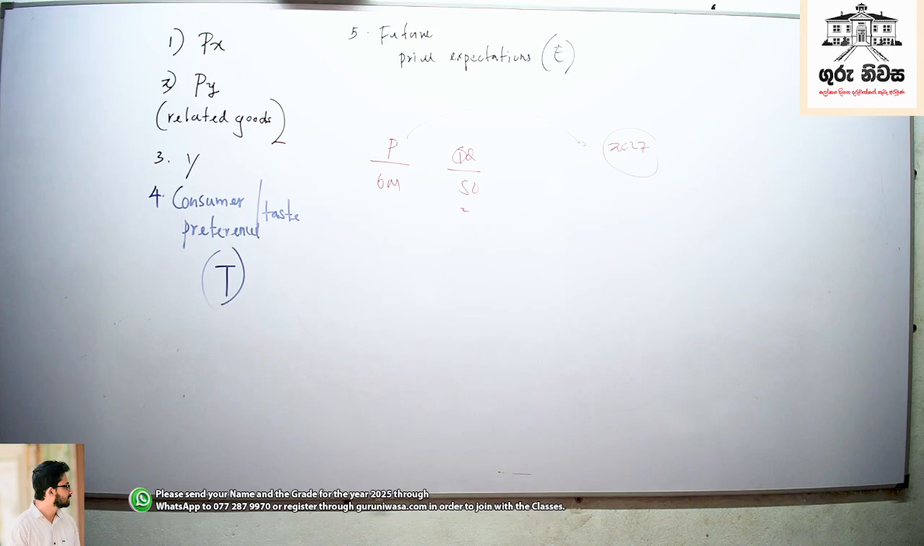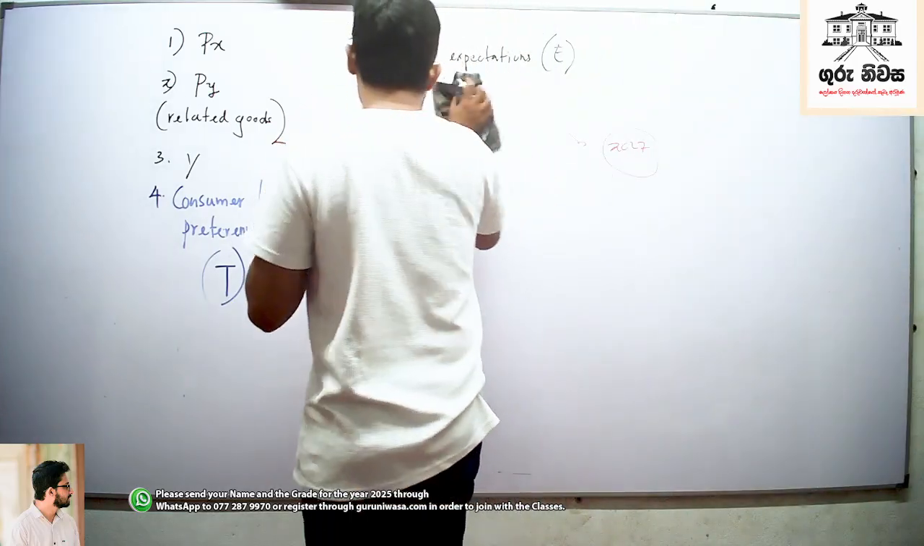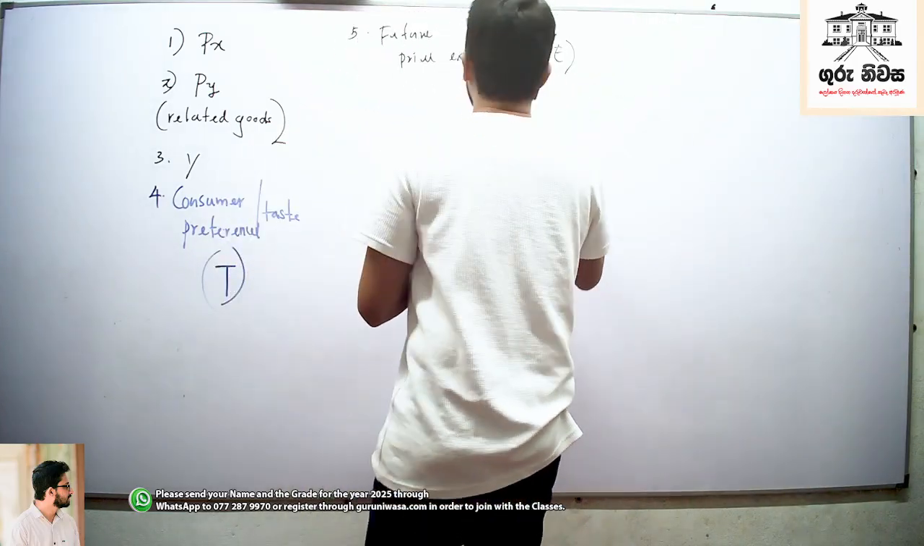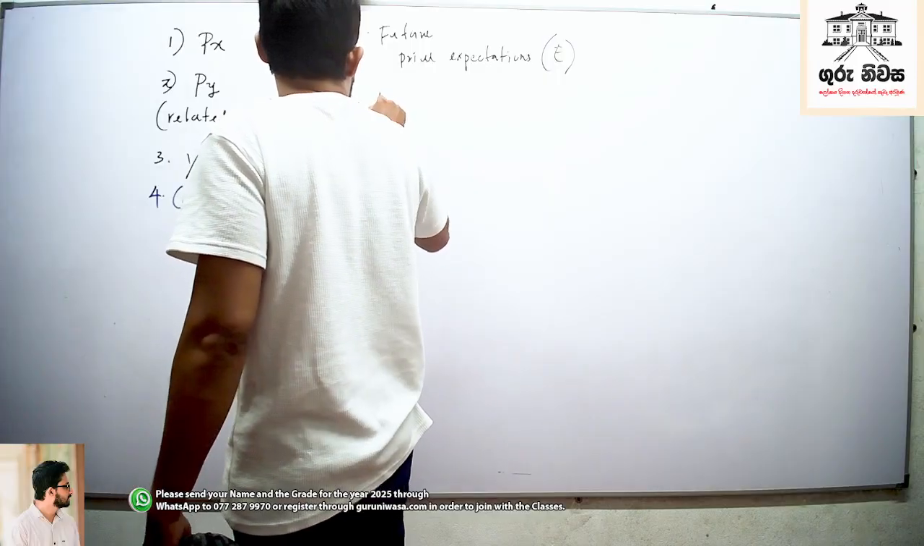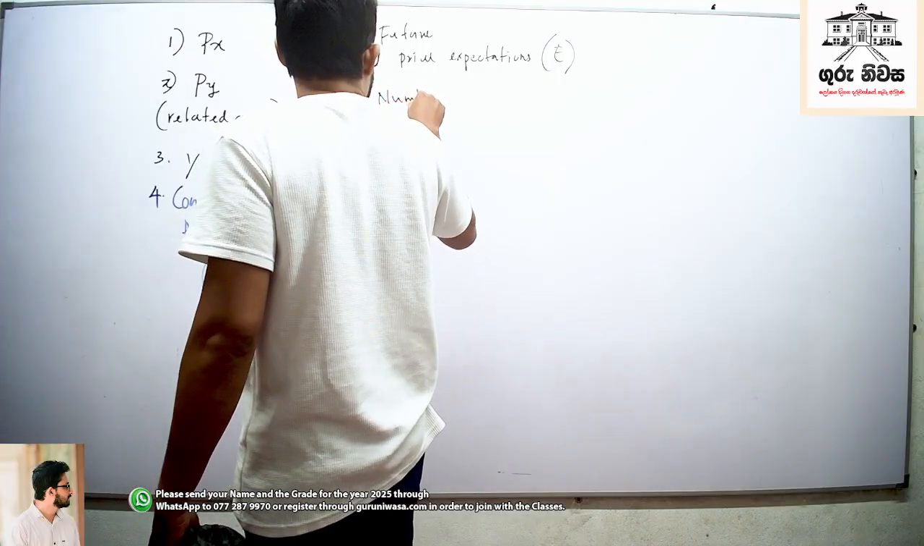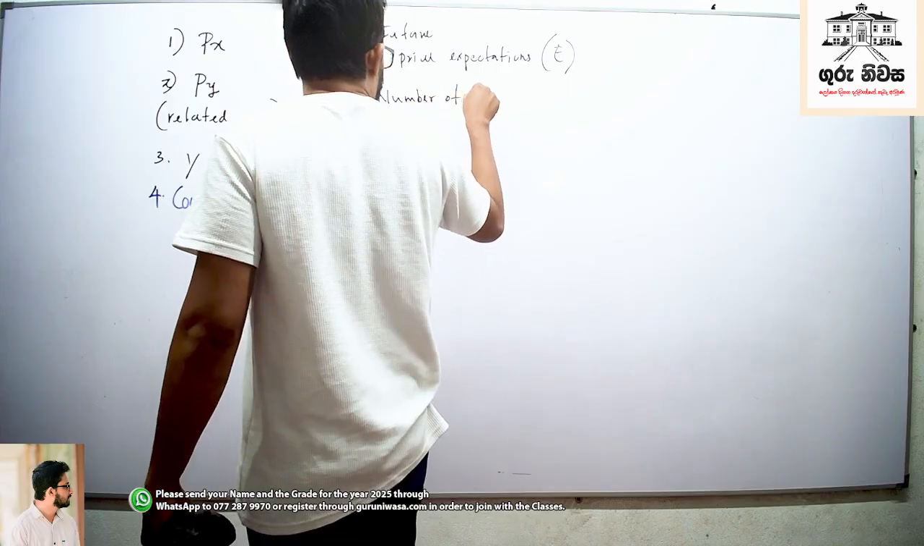Then fifth one, okay. Then sixth one, number of consumers or number of buyers. Sixth one, number of buyers.